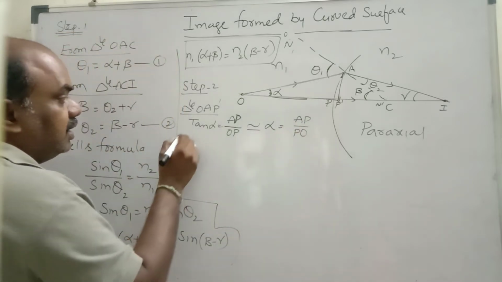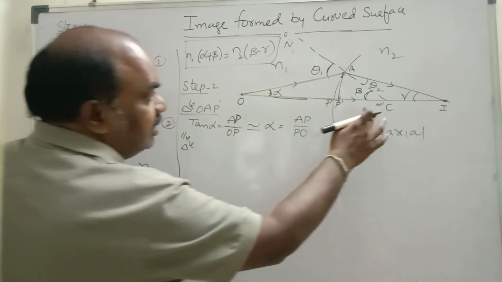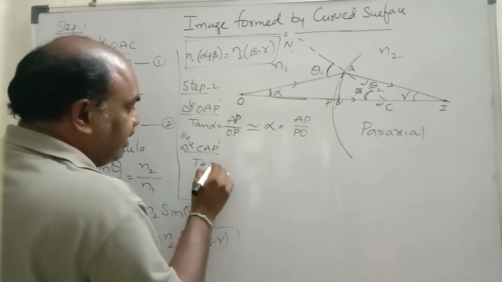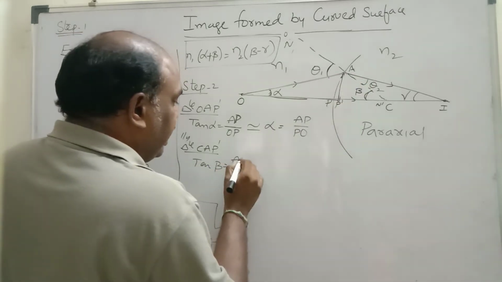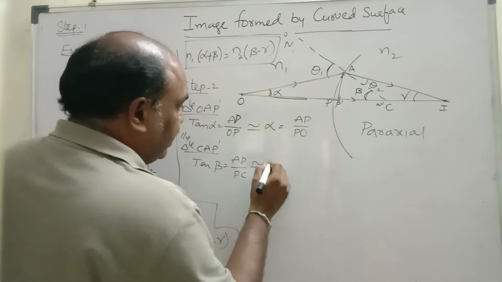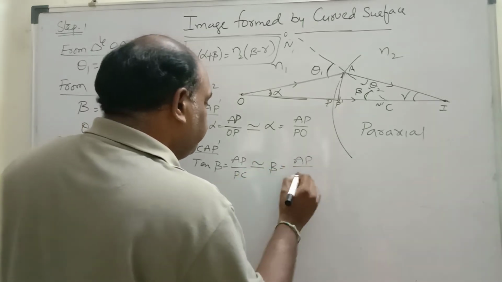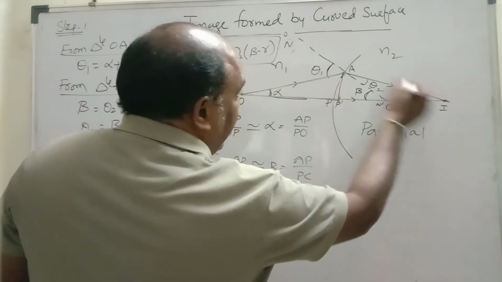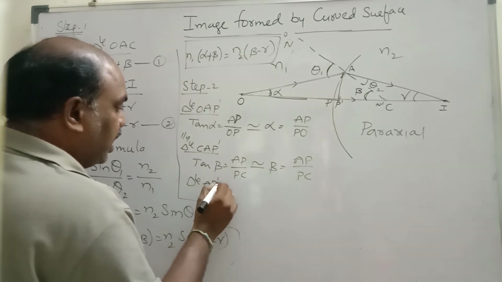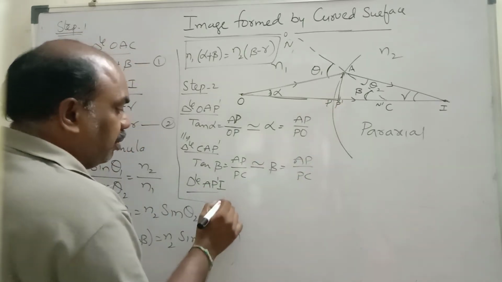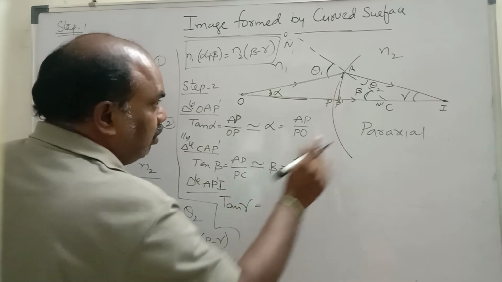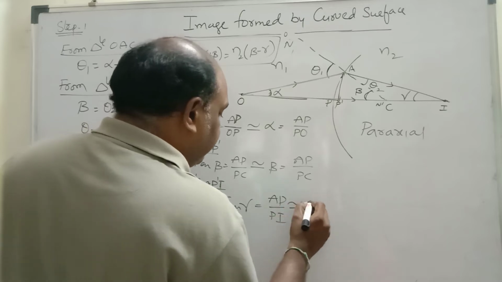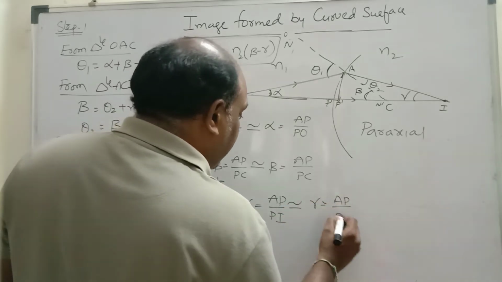Alpha value we got. Similarly, from this triangle, take CAP'. Tan beta is equal to the opposite side AP by PC. From this you can write beta is equal to AP by PC. Similarly, gamma, from this triangle API, P and P' no problem, tan gamma is equal to, what will happen? AP by PI. From this, gamma is equal to AP by PI.